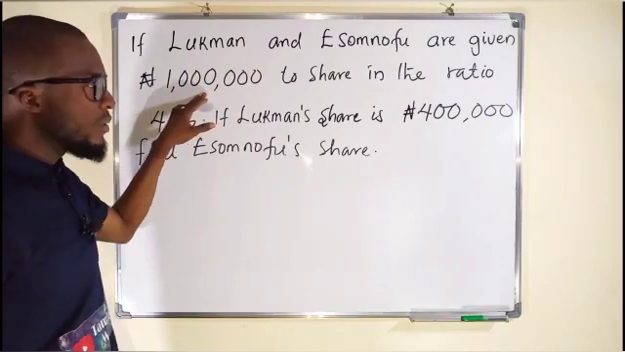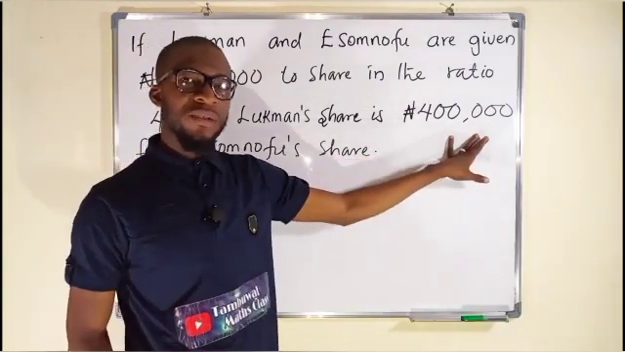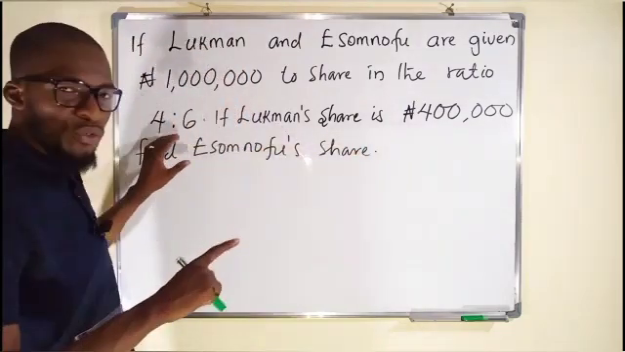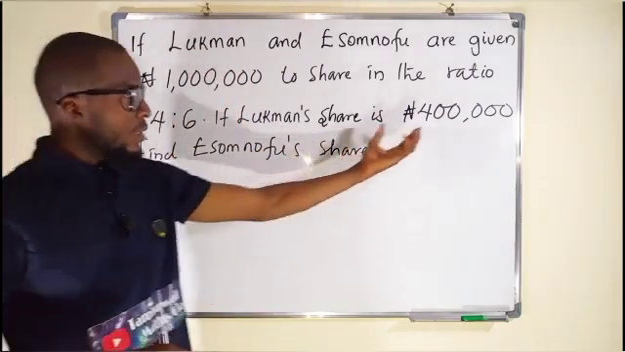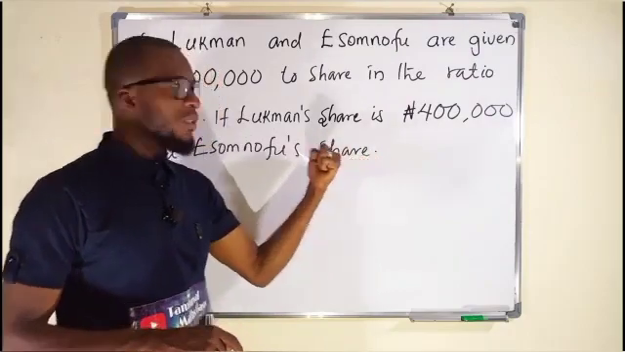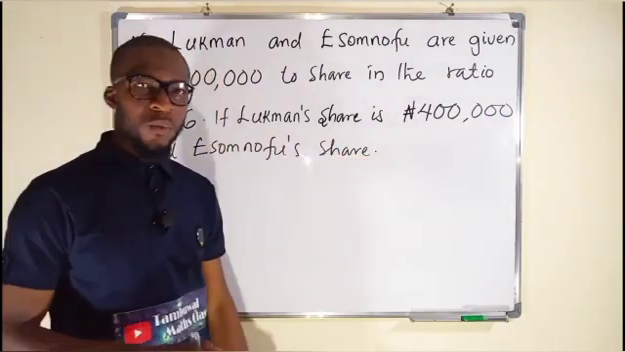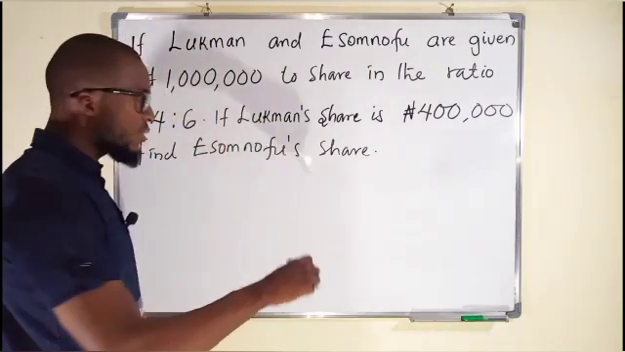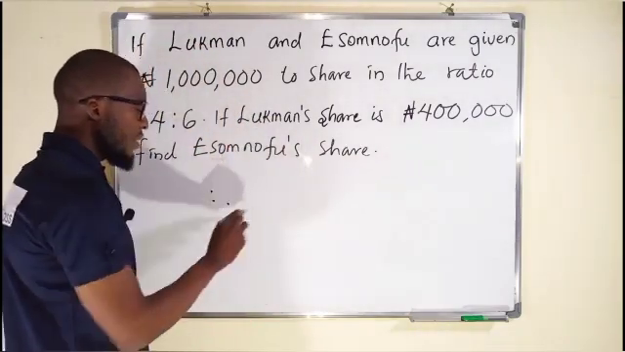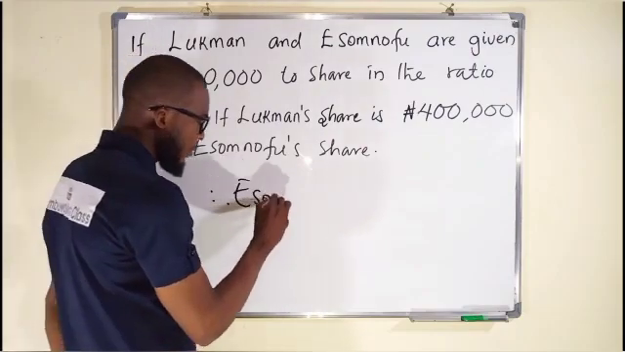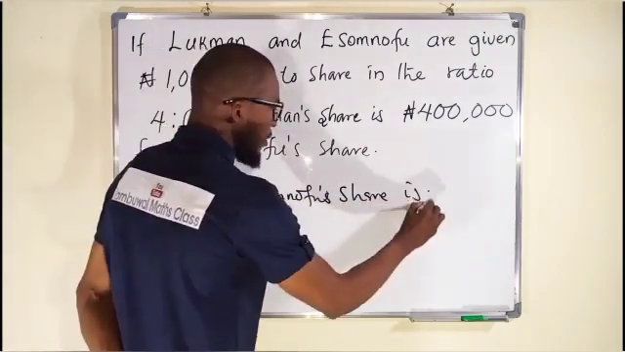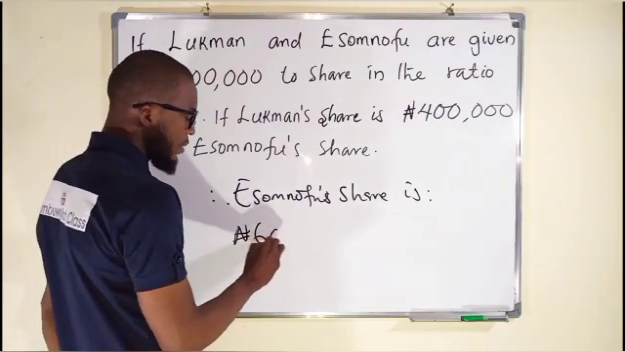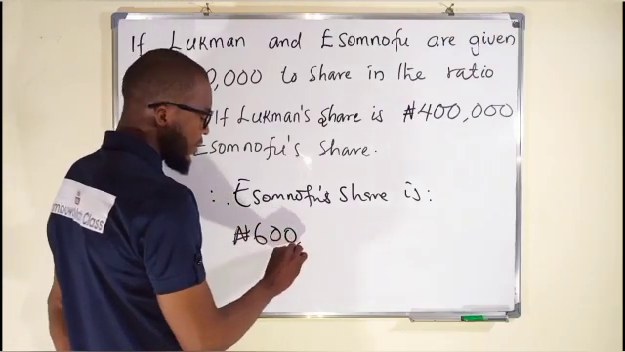This is 1 million. Already my share is given as 400,000. Please, in case of objective question, do not even consider your ratio. If you remove 400,000 out of 1 million, what is left? It's just 600,000. So in case of objective questions, you say Esomnof's share is 600,000.